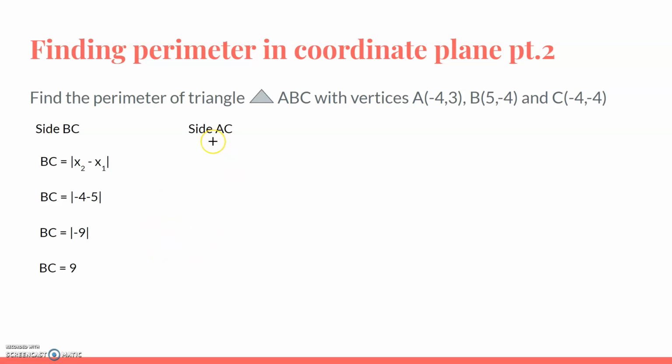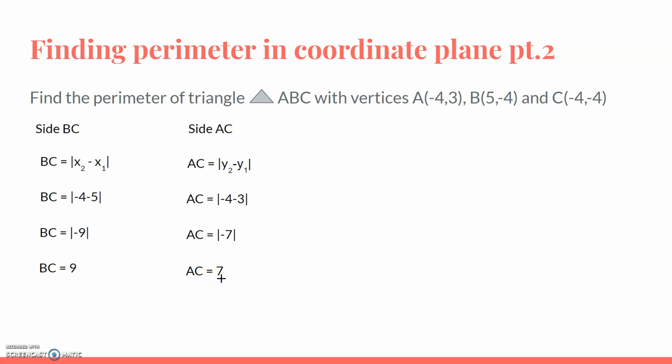Next, side AC. Side AC, as we saw earlier, was completely vertical, so we can use AC is equal to the absolute value of y2 minus y1. So for A and C, the y2 is going to be negative 4, y1 is 3. When we plug in our values, we get the absolute value of negative 4 minus 3. AC is equal to the absolute value of negative 7. Then AC is equal to 7 units.